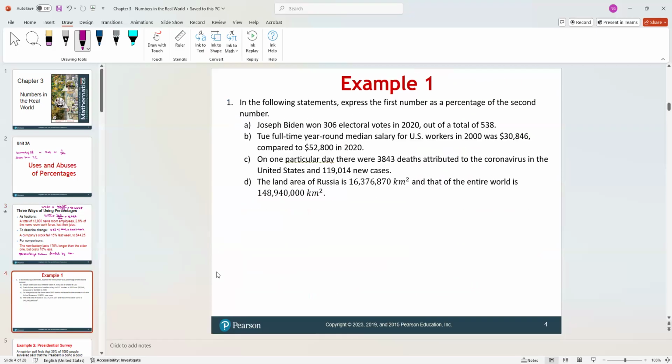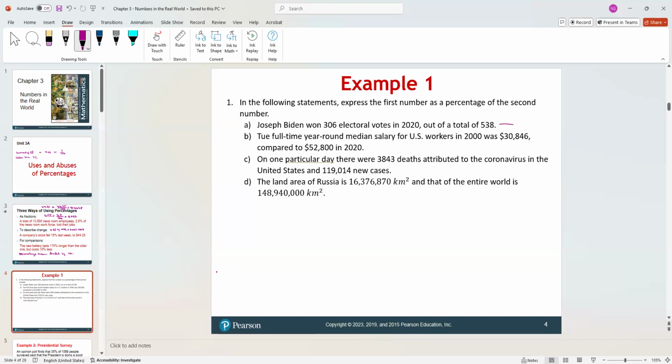In the following statements, express the first number as a percentage of the second number, right? Joe Biden won 306 electoral votes in 2020 out of 538, right? What we ask you to find is the total, so identify the total first.